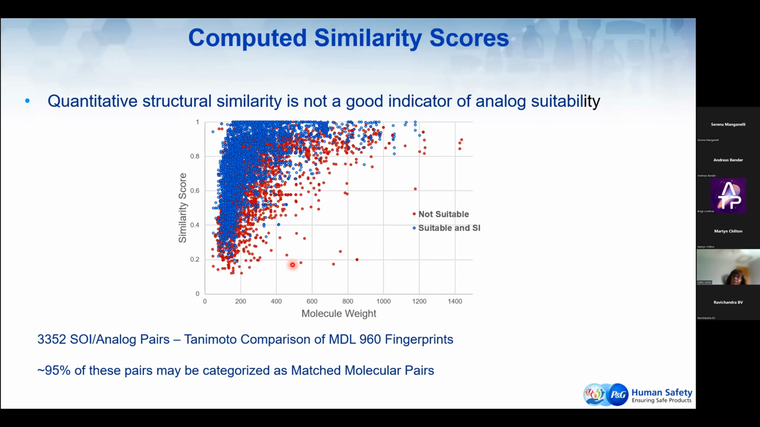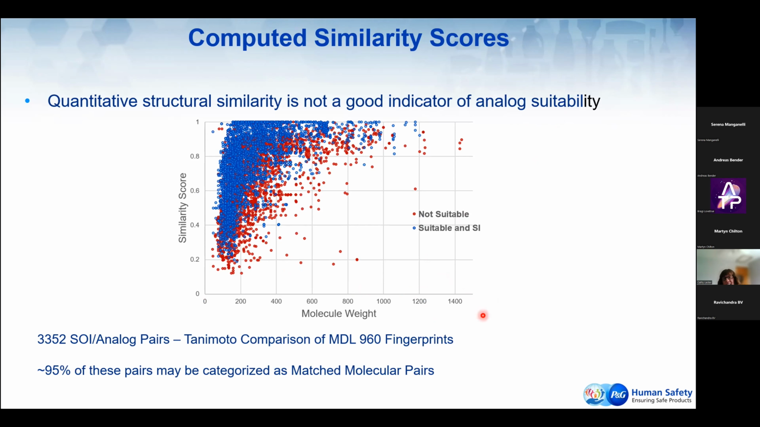So as Jennifer nicely showed, we know that structural similarity isn't always a good indicator of toxicity, and it's not a good indicator of analog suitability. And this slide pretty much drives that point home. What we did here, the P&G framework has been in use since 2010, for 12 years.